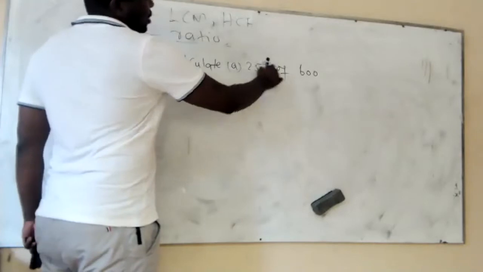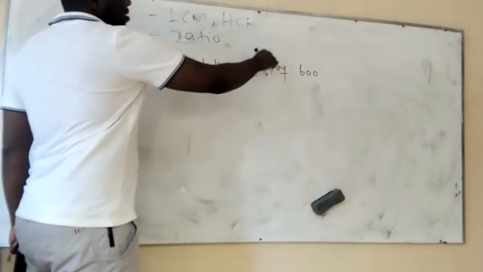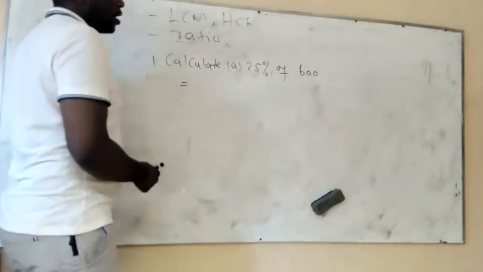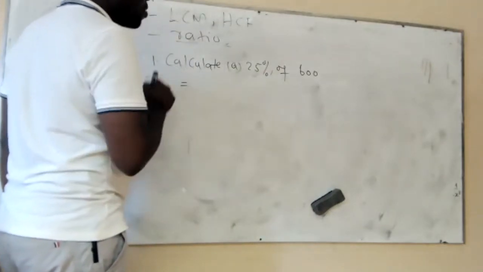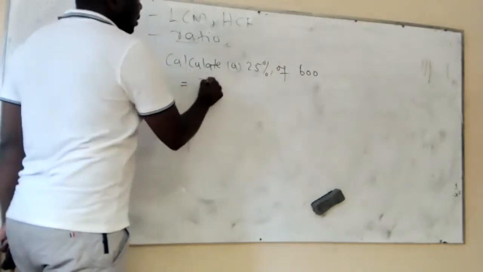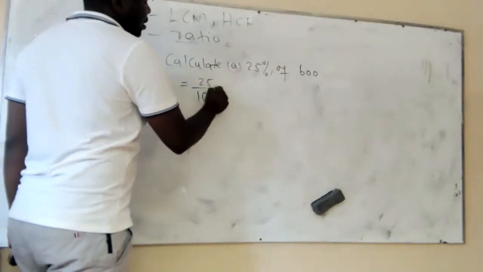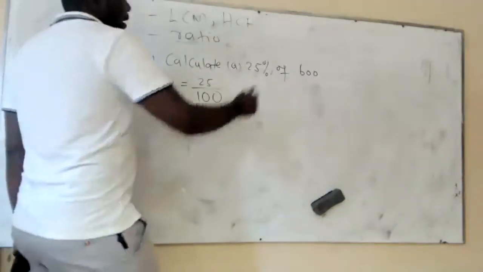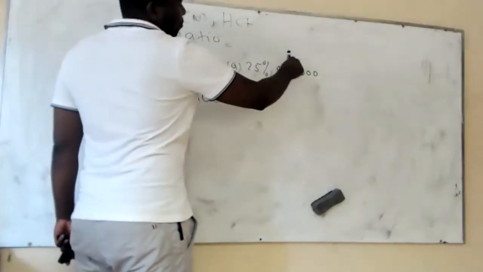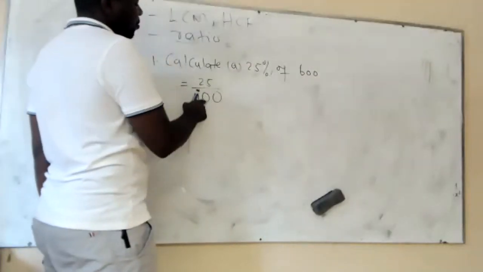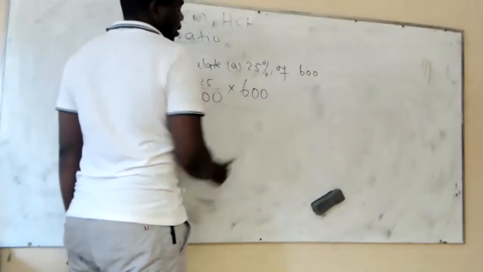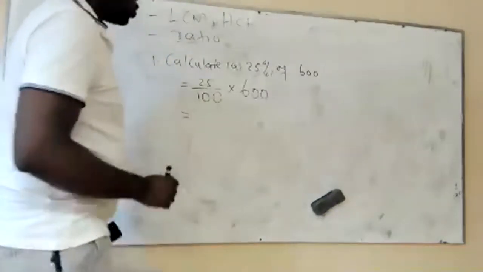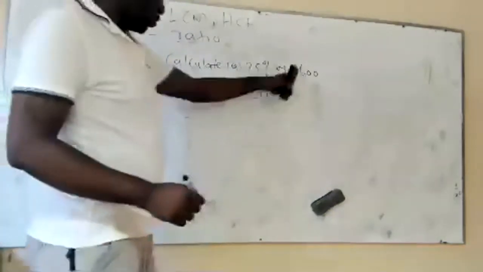We're supposed to convert the 25% into decimal form, having a denominator of 100. So 25% is the same as 25 divided by 100. And then the "of", you convert it to multiplication. Of is the same as multiplication. So you're going to have 25 divided by 100 multiplied by 600. And that's how you will get the answer to 25% of 600.